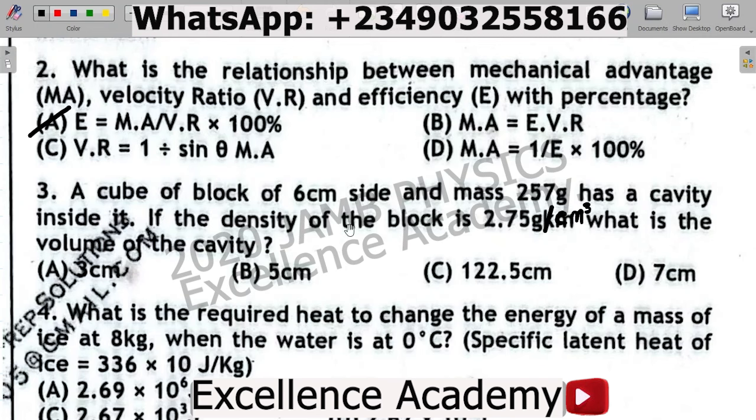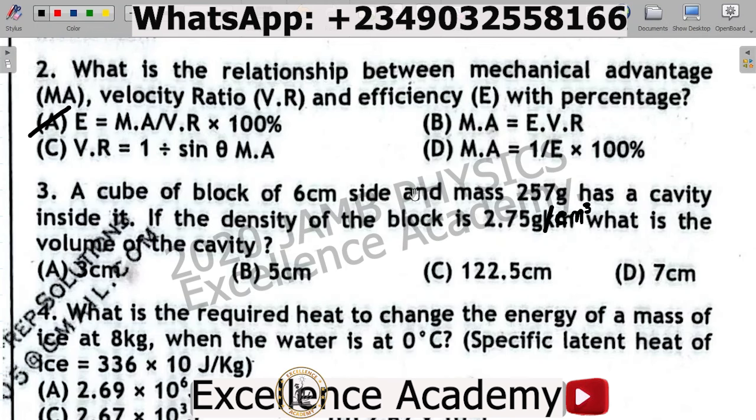Now the first thing you want to note here is that they mentioned that this is a cube. A cube is simply a three-dimensional shape made up of squares. That means all the sides are equal. And if they give you one side as 6 cm, we can easily find the volume of this cube, knowing that the length, the breadth, and the height are all 6 cm because it's a cube. Okay, that's the first thing.